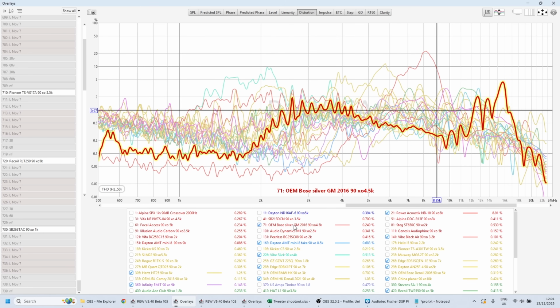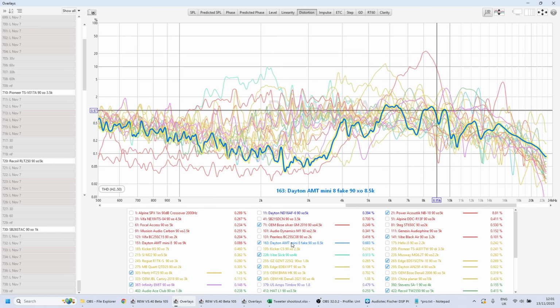Next one, Bose, one of the OEM drivers. Distortion at lower end is kind of fine, but you can see up top, 15, 16K, it's like 5%. 5% distortion is audible, and 16K, even if it's the very, very top end of our hearing spectrum, we can still hear it, so that's not that good. Dayton AMT Mini, the fake one, is not that bad. It goes just a tiny bit above 1%, so maybe we could make an exception for it, but it is crossed at 8.5K, so let's make an exception for it.